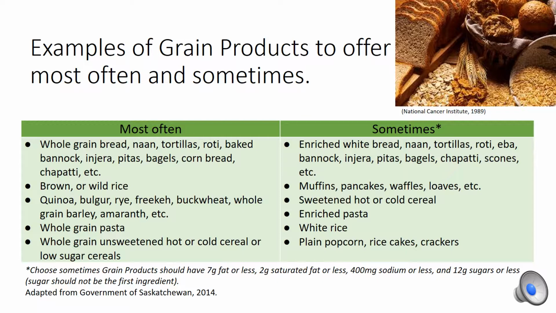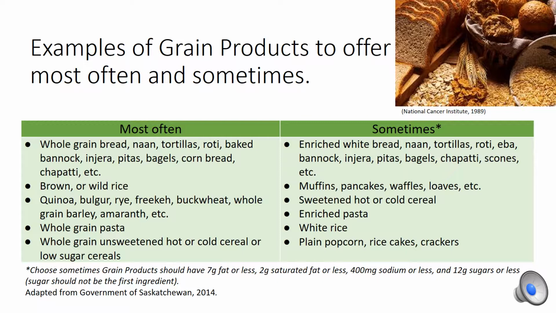In the sometimes category, we have enriched white bread, naan, tortillas, roti, eba, bannock, injera, pitas, bagels, chapati, scones, muffins, pancakes, waffles, loaves, sweetened hot or cold cereal, enriched pasta, white rice, plain popcorn, rice cakes, and crackers.